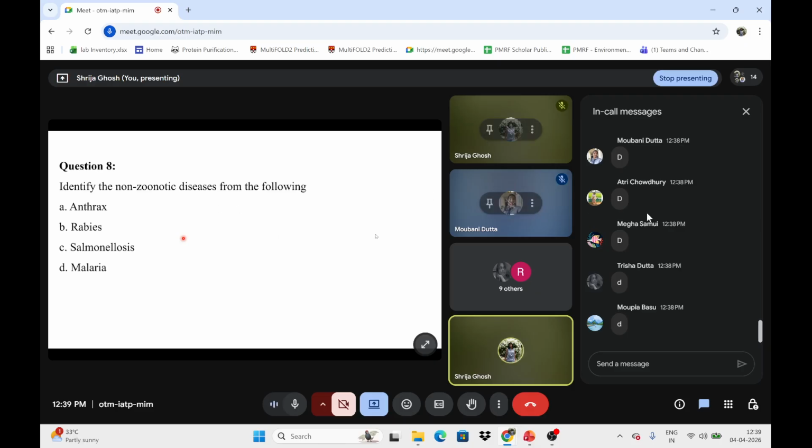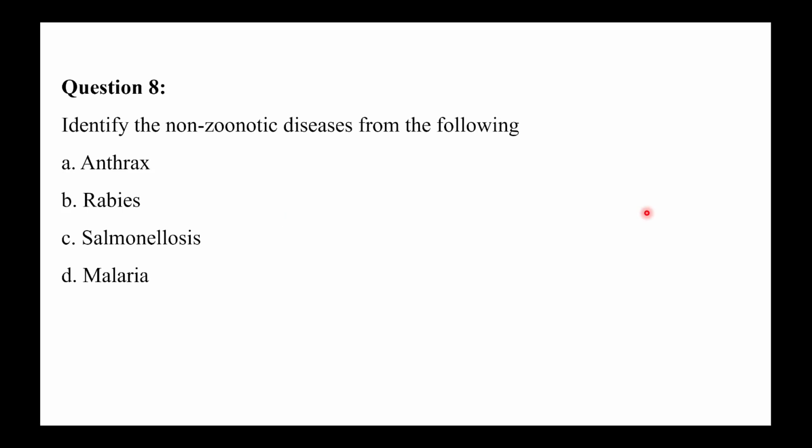Okay, so I can see most of you have answered option D, malaria. That is correct. Non-zoonotic disease means something that is not transmitted from animals to humans. Zoonotic diseases, on the other hand, are infections that are transmitted from animals to humans. Anthrax, rabies, and salmonellosis are all transferred from animals to humans, whereas malaria is transmitted through a mosquito, as I explained in the previous slide.